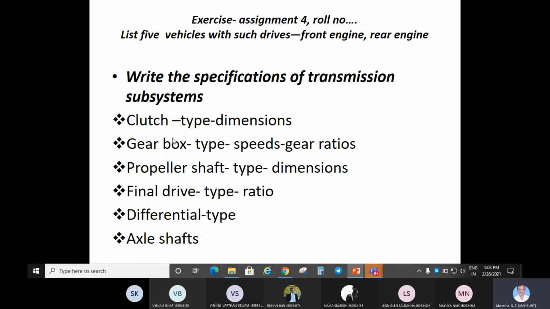With all these things, you have to tell for each of the 5 models what type of clutch. Only one sentence is enough. Type of clutch, and the dimension of the clutch, outer diameter and all that. Gearbox, whether constant mesh, synchromesh, manual, automatic, how many speeds, 4 or 5 or 6, with gear ratios. What is the first gear ratio, second, third, fourth, top? Top may be 1:1 or maybe overdrive. You just find out.